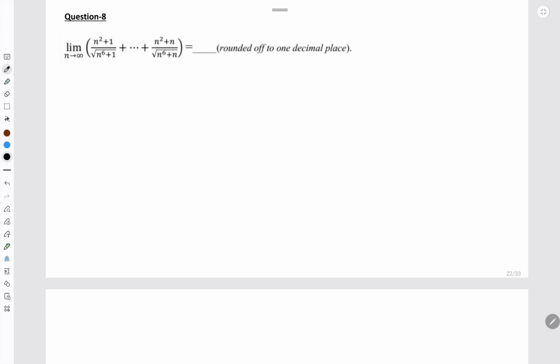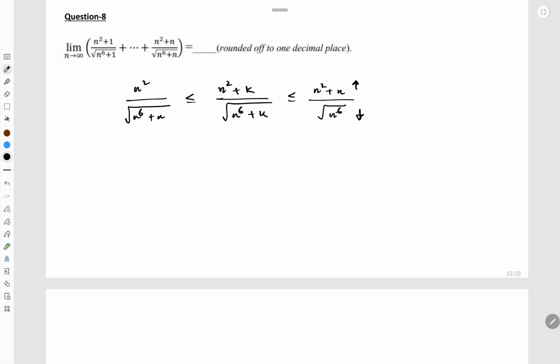So I know that a term in this sum can be given by n square by k upon under root of n power 6 plus k. So this is a general term in this particular summation. Now what can be the upper bound? Upper bound means I have to maximize things. So this particular thing is less than n square plus n, right? And this can be my upper bound because I am minimizing the denominator and maximizing the numerator. Similarly, I will maximize the denominator here, n power 6 plus n, and minimize the numerator, that is n square. So this is my upper bound and lower bound.